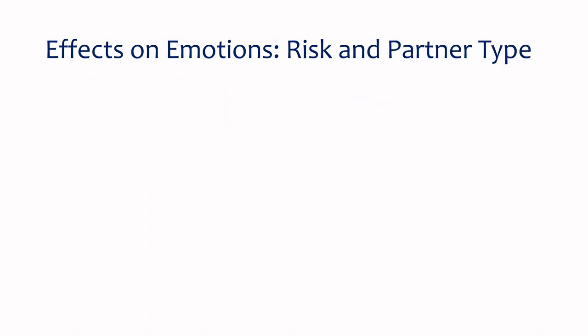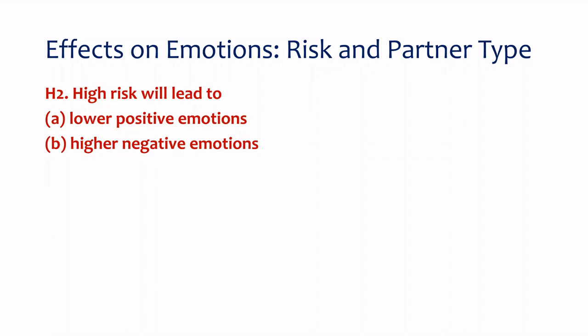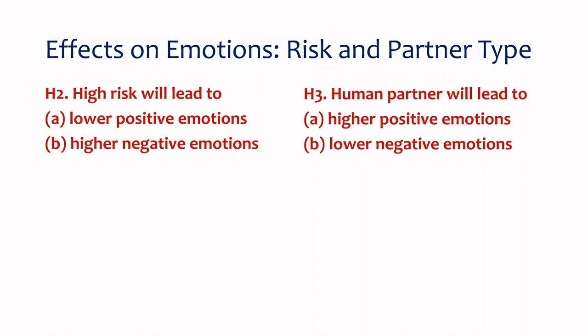Our second and third hypotheses were about the risk and the partner type condition. We predicted that high risk will lead to lower positive emotions and higher negative emotions, and human partner condition will lead to higher positive emotions and lower negative emotions compared to the automation condition. However, the results did not support the hypotheses H2A, H2B, H3A, and H3B.